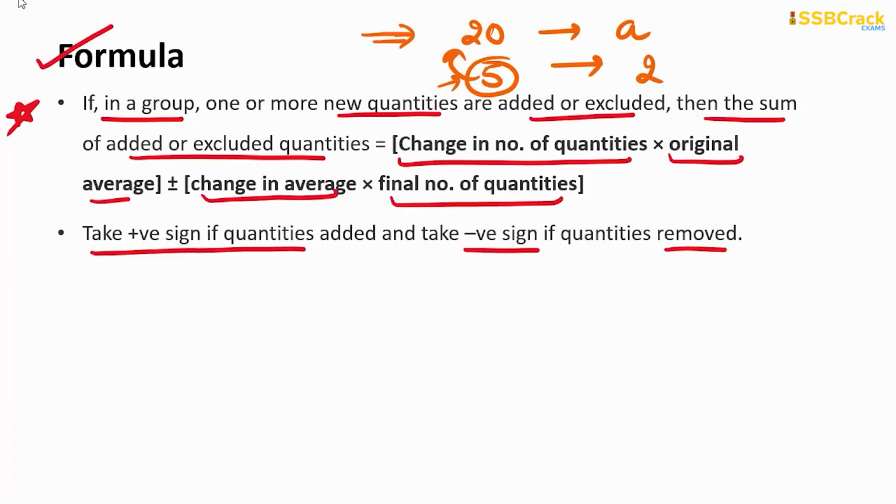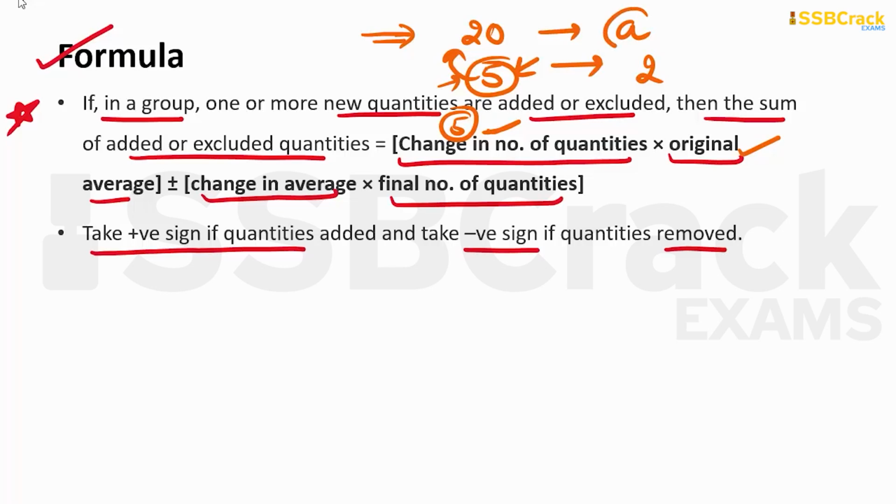So here, firstly, we have to take the change in number of quantities. So we have added 5 more quantities. So 5 quantities have increased from the previous one. So change in the quantities will be 5 here, multiplied by the original average. So here original average is A, because A is the average of 20 people. That was the initial people. So here the original average will be A. Then here we are adding the people, so this will be a plus sign.